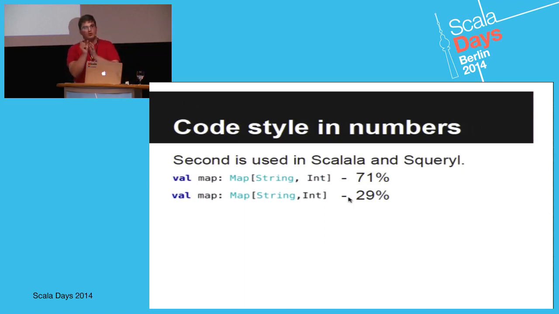Probably because of very small generic parameters. So, for example, Map[V, T]. People are lazy to put this space after the comma.